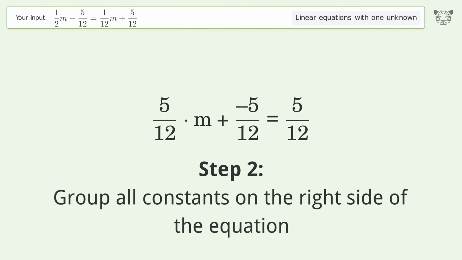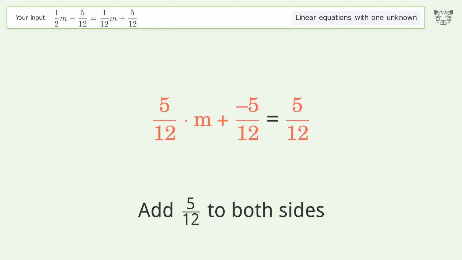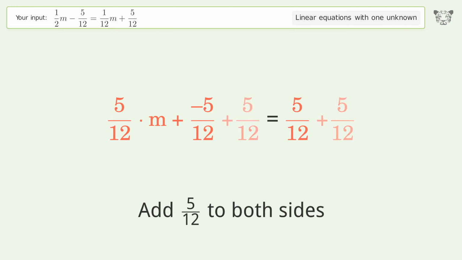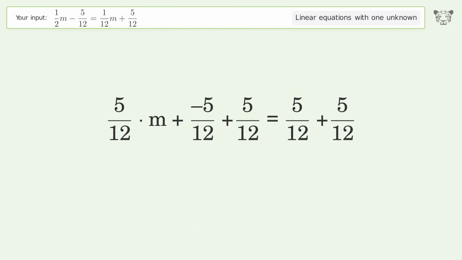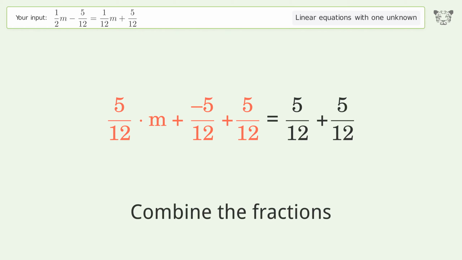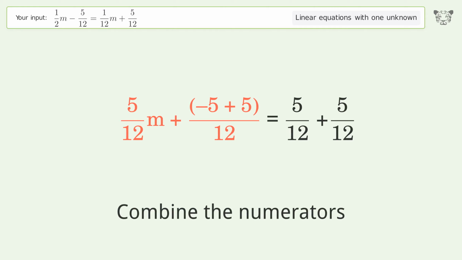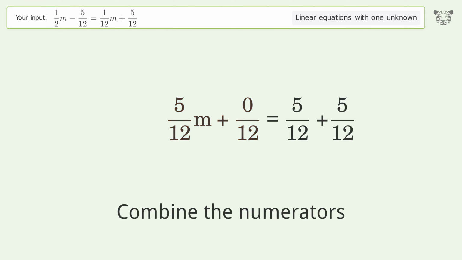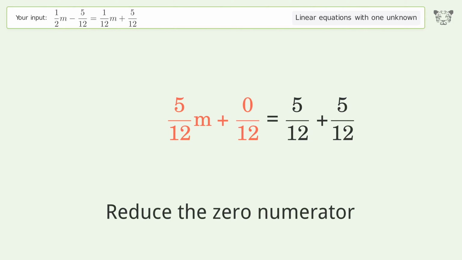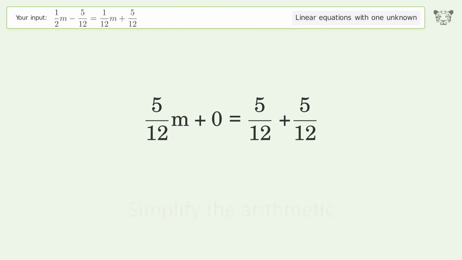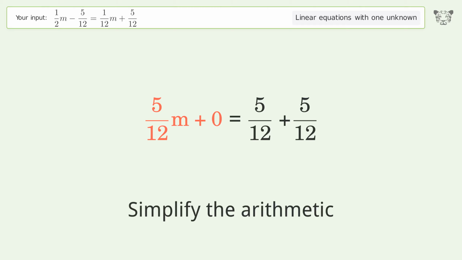Group all constants on the right side of the equation. Add 5 over 12 to both sides. Combine the fractions. Combine the numerators. Reduce the zero numerator. Simplify the arithmetic.